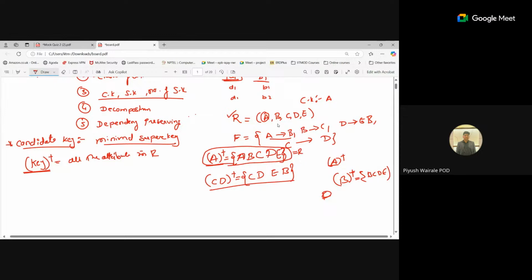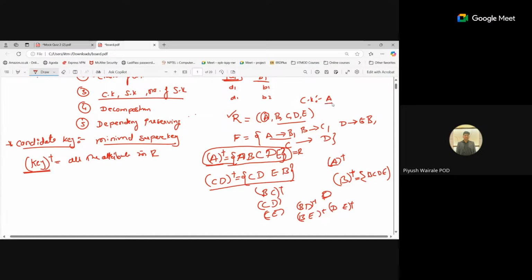Now we are left with these 4 attributes. What you have to do now is take the combinations of these 4 attributes. For example, B, C, then C, D, then C, E. Then we are left with B, D, then B, E. Any other combination? B, C, B, D, B, E, C, D. Okay, D is remaining. So check for all the combinations and find out the closure of each case. You need to do this for every combination. This is how you proceed.